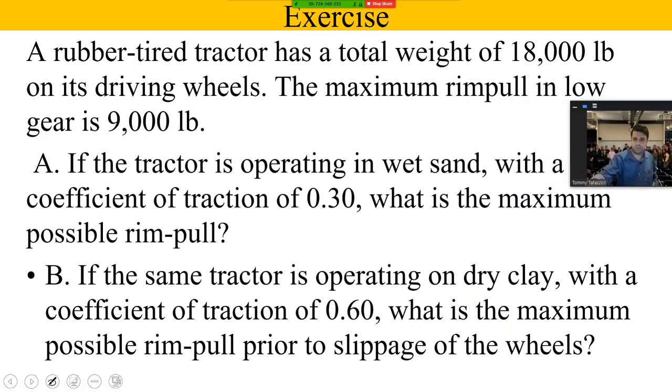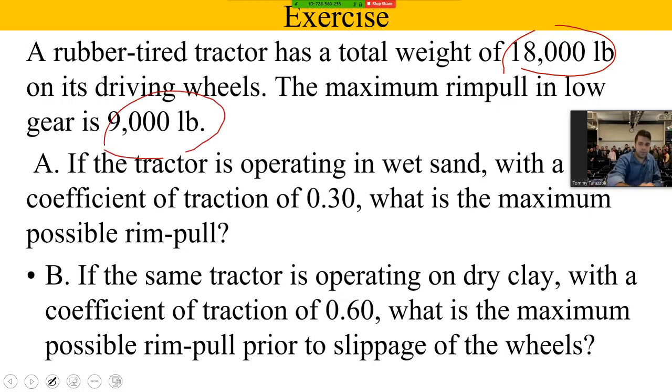All right, here is another example. A rubber tire tractor has a total weight, so the weight is given to us, on its driving wheels. The maximum rim pull in low gear is this much. If the tractor is operating in wet sand with a coefficient of traction of this much, what is the maximum possible rim pull? In part B, if the same tractor is operating on dry clay with a coefficient of traction of 0.6, what is the maximum possible rim pull prior to slippage of the wheels? Let's do them one by one.